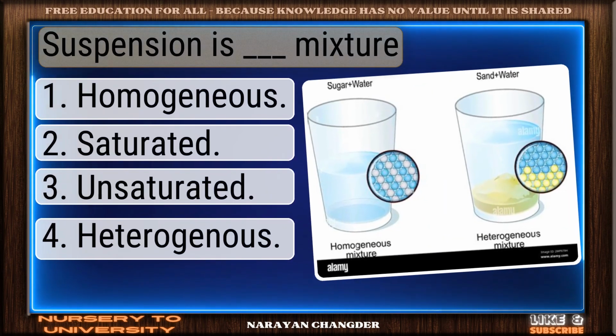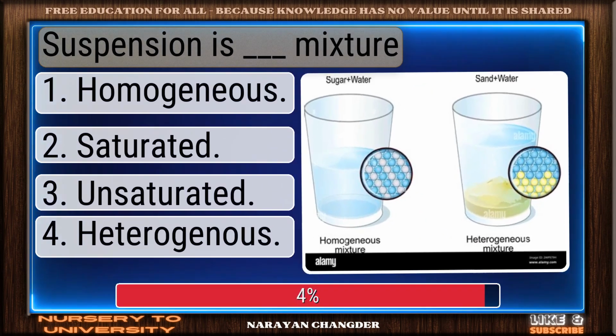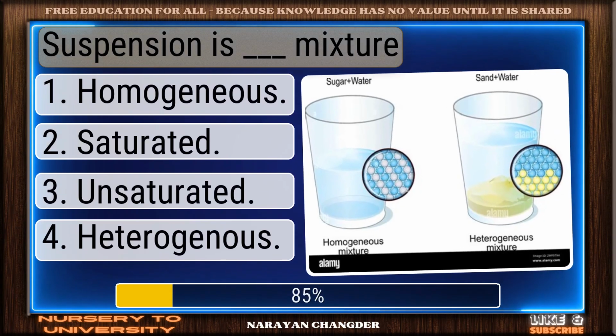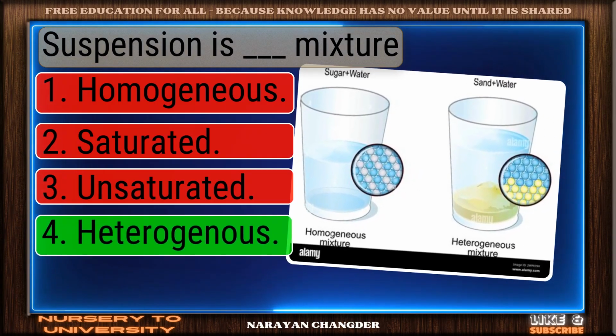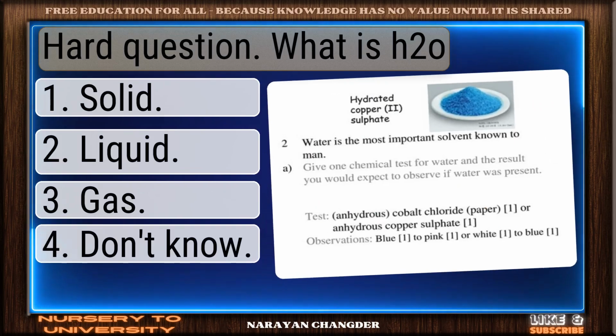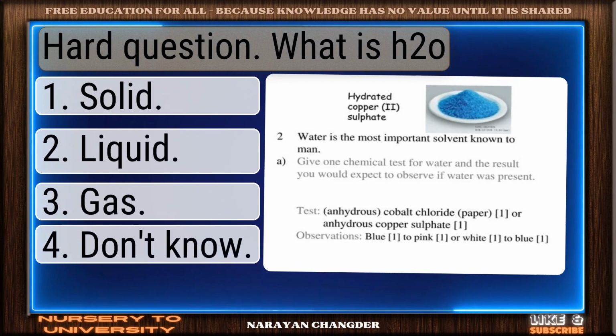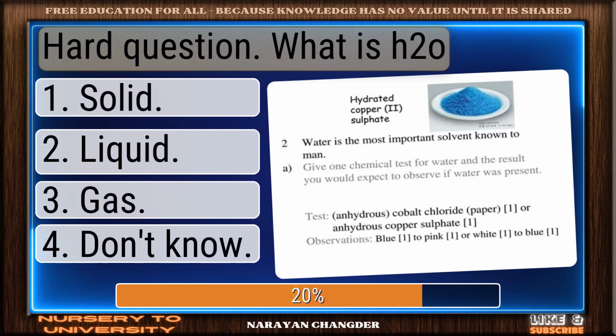Question number 277. Suspension is dash mixture. Good job. Your answer heterogeneous works well here. Question number 278. Hard question. What is Tsu?